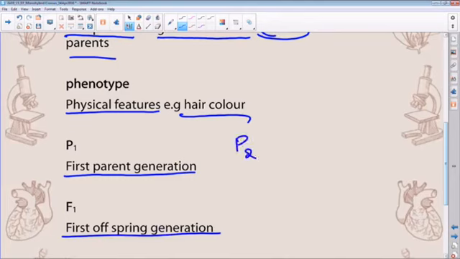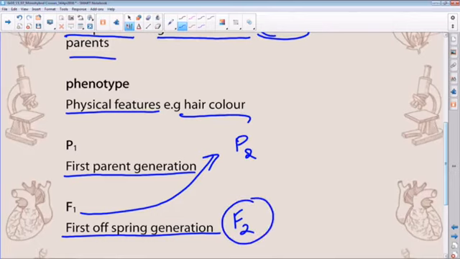So if I said to you, what is P2? P2 and F2, just think about it: your F1s become your P2s when we're doing these crosses. So don't forget it. That makes the F2s the grandchildren of the P1s. That's quite cool and simple, hey?